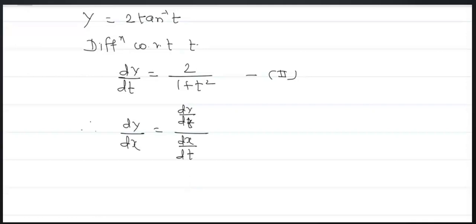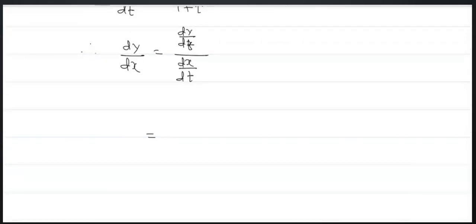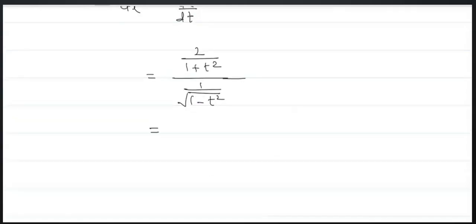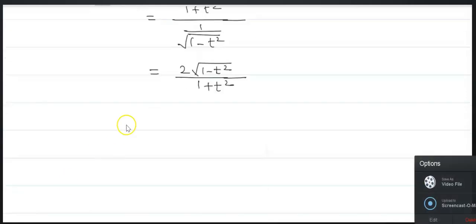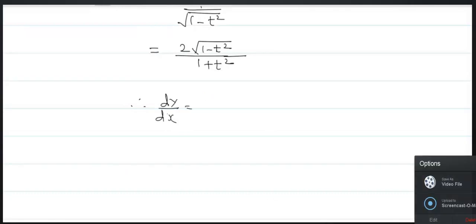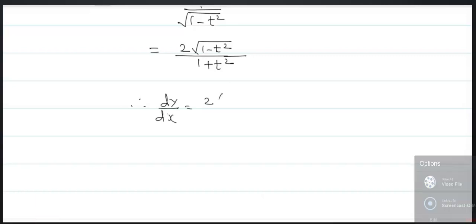dy by dx is equals to dy by dt upon dx by dt. And that's why you are getting 2 upon 1 plus t square upon 1 upon root of 1 minus t square. Now simplify this. Multiply by the reciprocal, that will become 2 root of 1 minus t square upon 1 plus t square. Now the next is, this is the dy by dx. Therefore, dy by dx is equals to 2 root of 1 minus t square upon 1 plus t square.